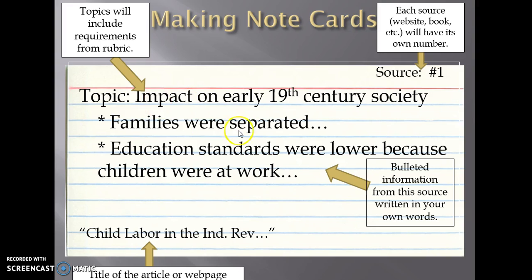So now I'm showing you another example. My topic has changed. Now I'm talking about the impact that the Industrial Revolution, or specifically maybe even my invention, had on the early 19th century society. You'll see that I'm back to source number 1. Source number 1 seems to be giving me a lot of information that I think is going to be really helpful for my project. So families were separated, education standards were lower, so on and so forth. Again, these are bulleted things that are written in my own words.